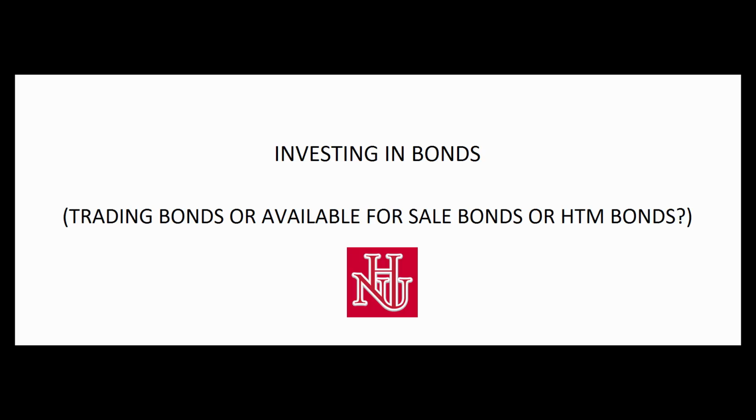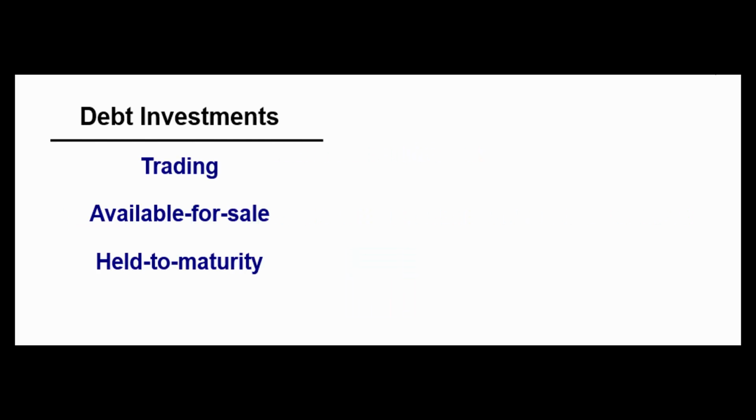In other words, what happens if while we're holding a bond, interest rates go down so the bond price goes up? What do we do with that unrealized gain or loss? That's going to depend on whether we call it a trading bond, an available for sale bond, or a held to maturity bond. Well, what do I mean by those different categories?